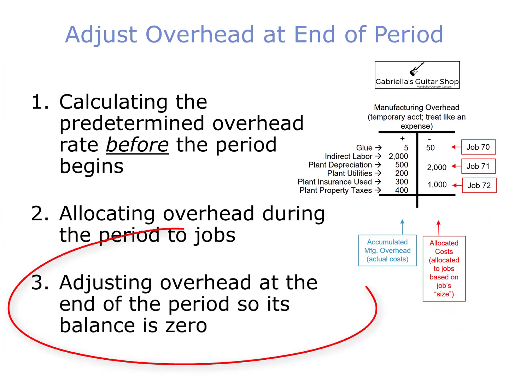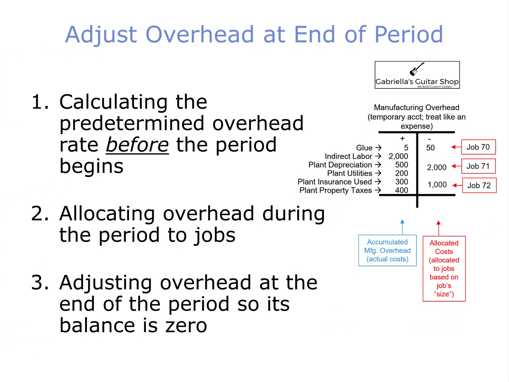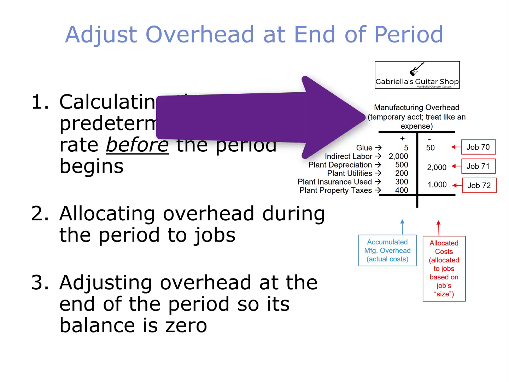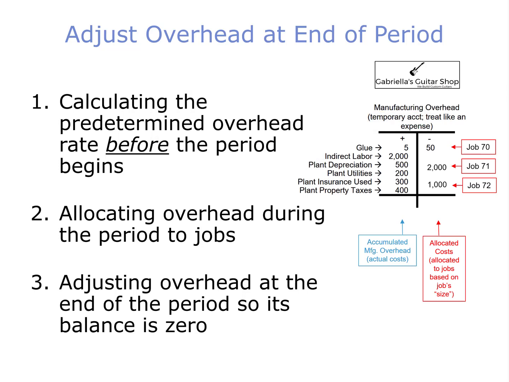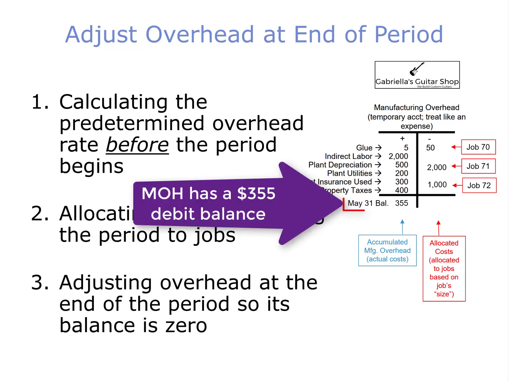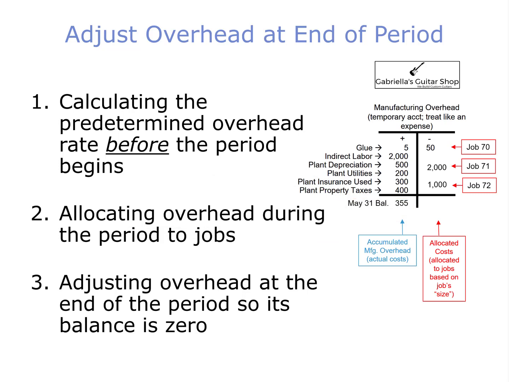Remember, step 3 says to adjust overhead at the end of the period so its balance is 0. We have to do this because it's a temporary account. So we first must determine our balance. Adding our debits and subtracting our credits, we get a debit balance of $355. It's normal that we did not allocate the exact correct amount of overhead because we based our predetermined overhead rate on estimates, and we made the calculation before the period began.